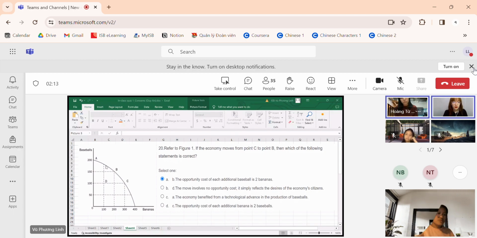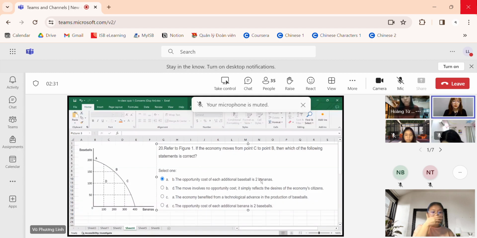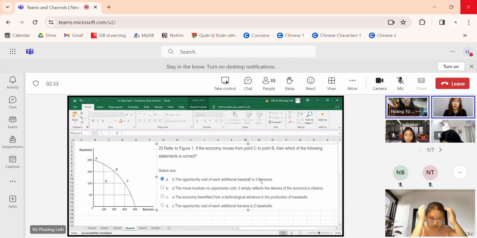Because here we produce 50 more baseball, then we give up 100 bananas. So it's not 2 if we talk about baseball. To produce 1 more baseball, we need to give up 2 bananas. Because the amount of banana we give up here is 100 for 50 more baseball. So it doubles. So that's why you choose this option B.